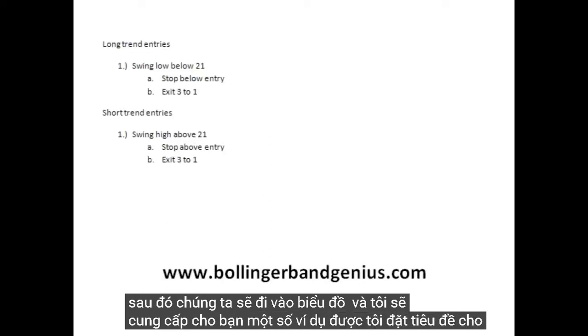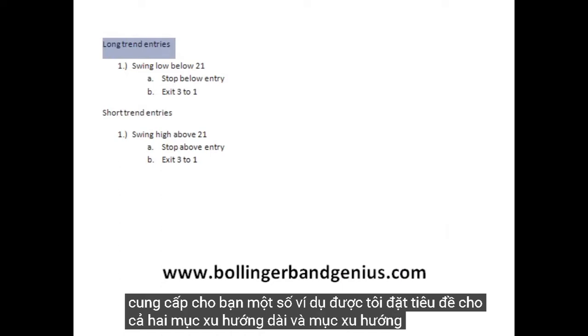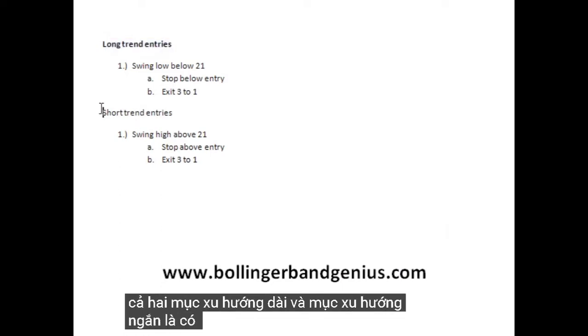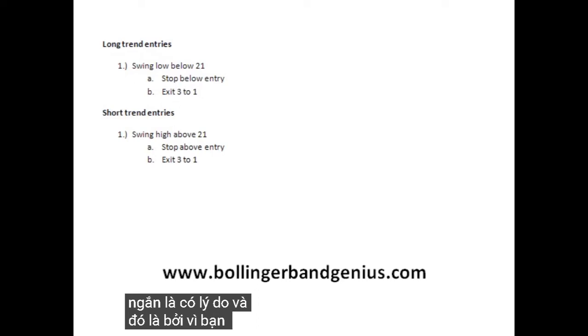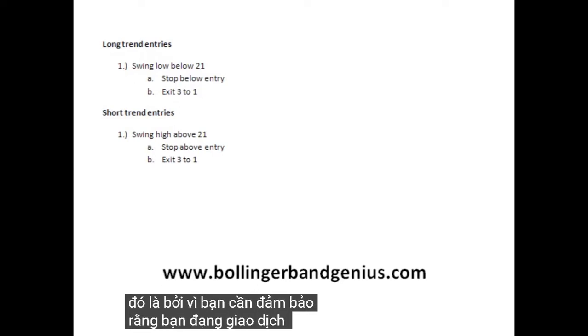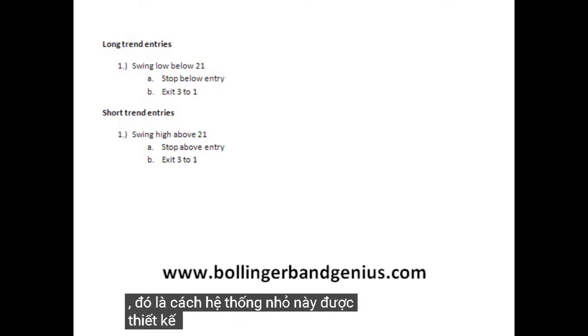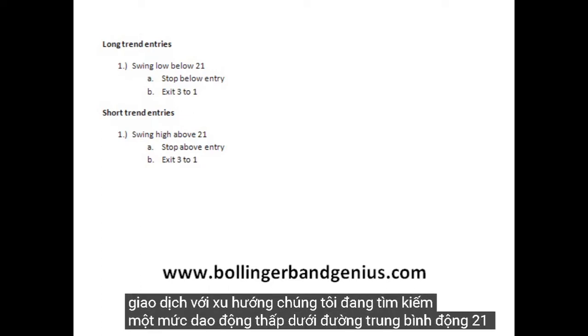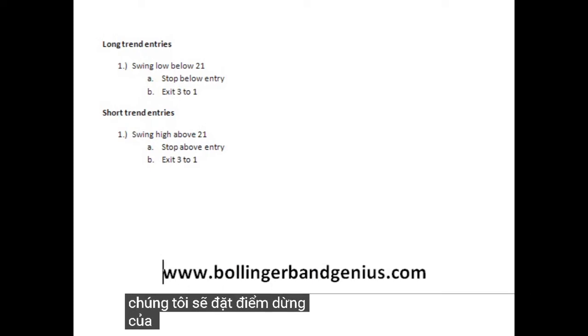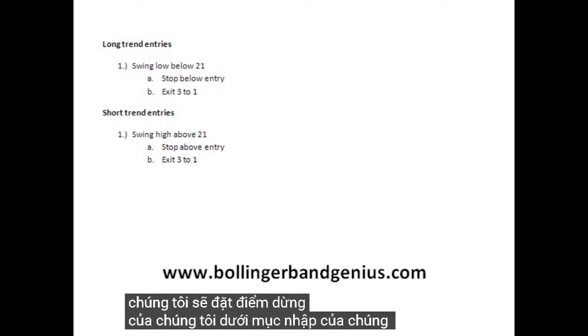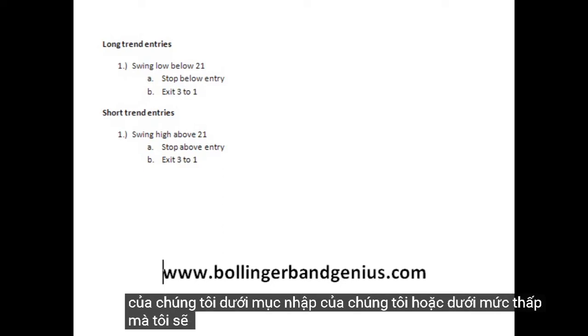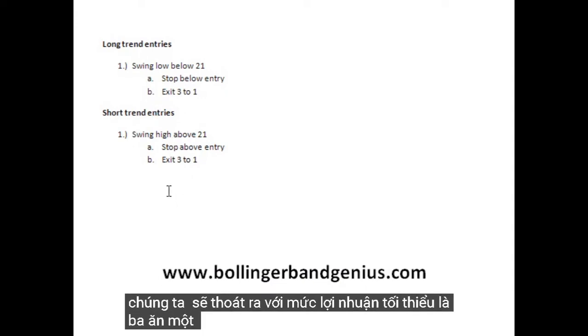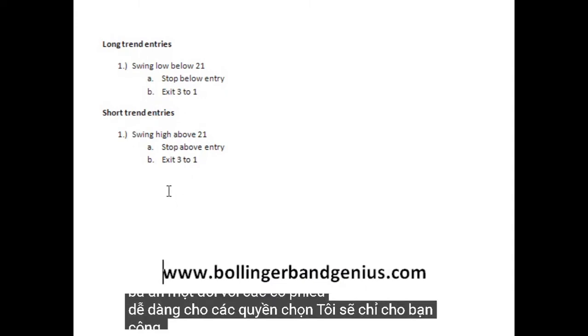Okay, I titled both of these long trend entries and short trend entries for a reason, and that is because you need to make sure that you are trading with the trend. That's the way this little system was designed. For our long entries, again, trading with the trend, we're looking for a swing low below the 21-day moving average. We're going to set our stop below the swing low, which I'll cover in a second. And then we're going to exit on a minimum of a 3-to-1 return. For stocks, that's easy. For options, I'll show you the formula I use.